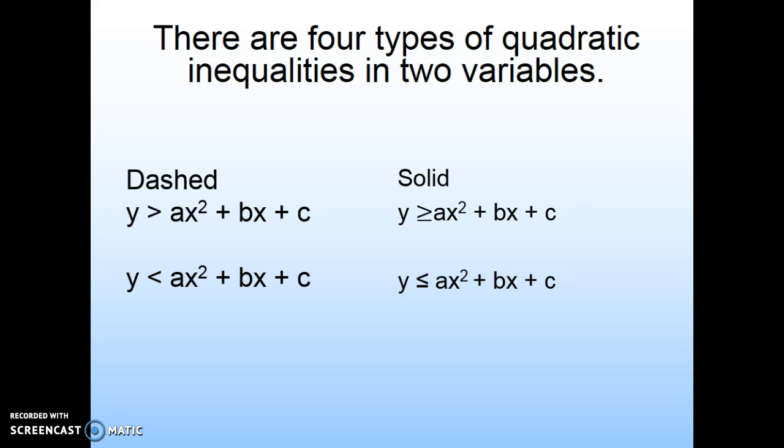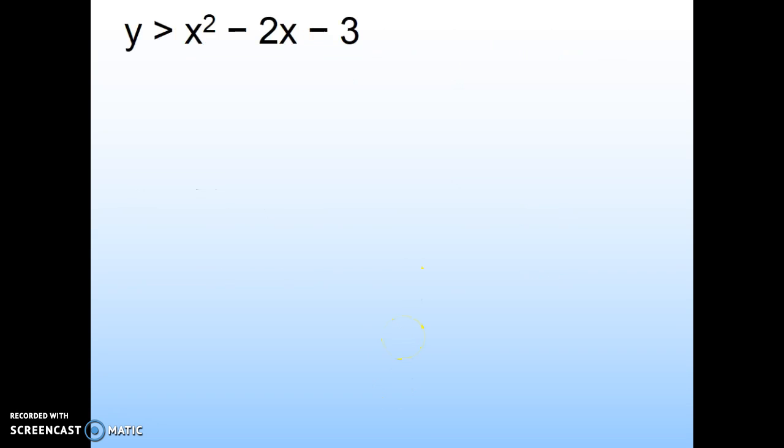Remember, quadratic inequalities always are shaded. We always shade graphs with inequalities. So let's look at an example. y is greater than x squared minus 2x minus 3.